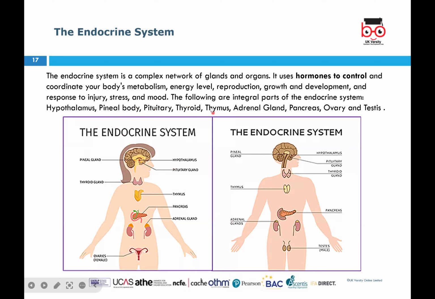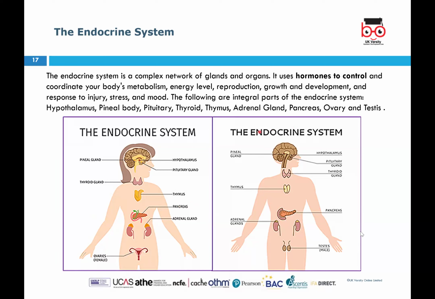You have the thyroid, which is in the throat. You have the thymus, which is again here. You have the adrenal glands, which are above the kidneys here. You have the pancreas. These are also glands. As I said, they're part of the digestive system as well. You have the ovaries in case of a female, and you have the testes in case of a male.